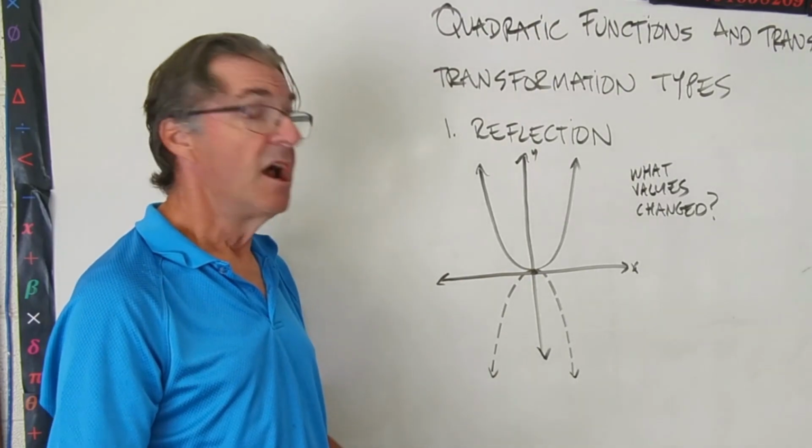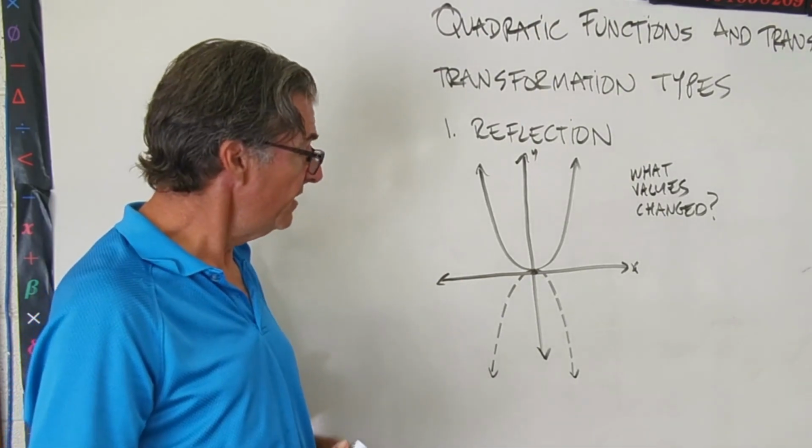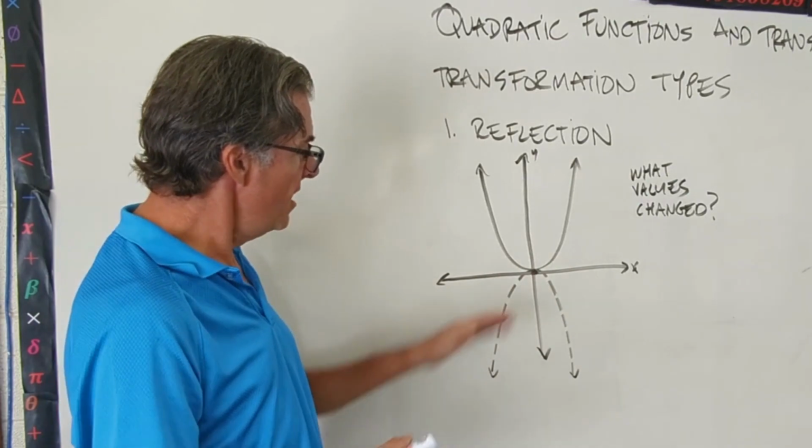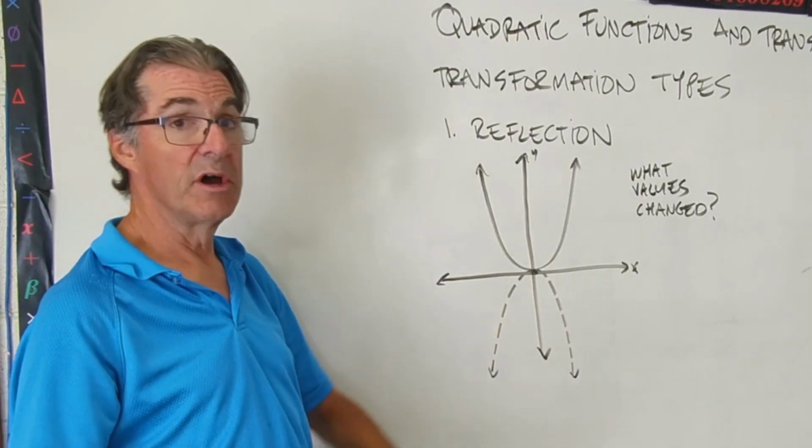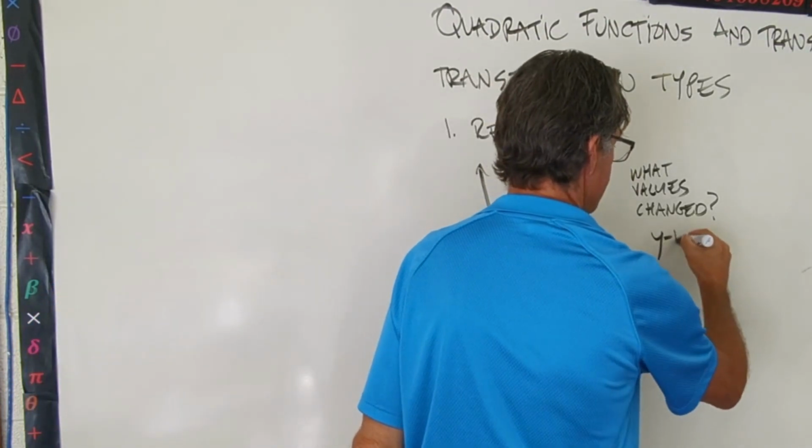Okay, if you noticed that the y values changed, you're right. The x values are still the same, but the y values have gone negative. So now instead of going above the x-axis, it's going below. So that's the y values.